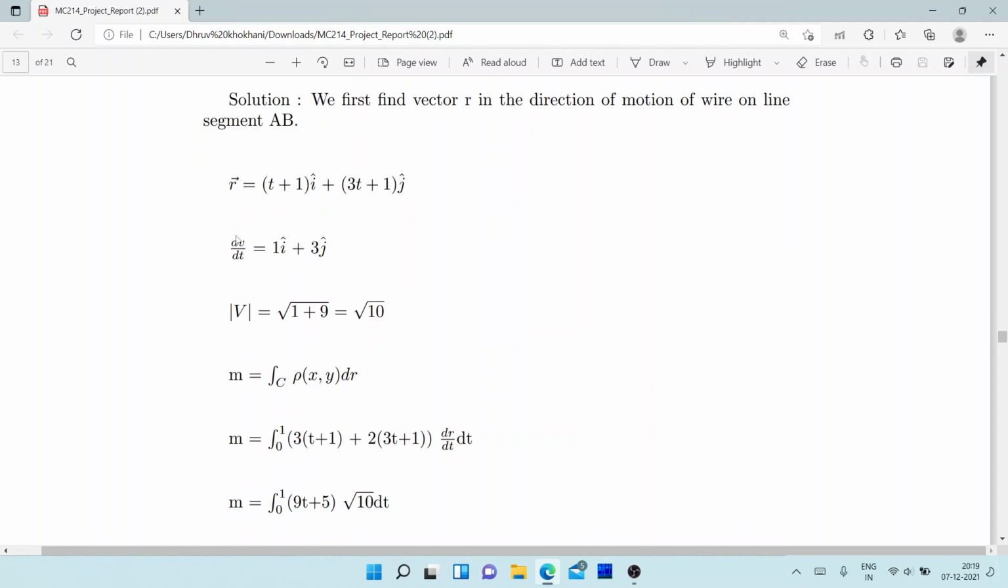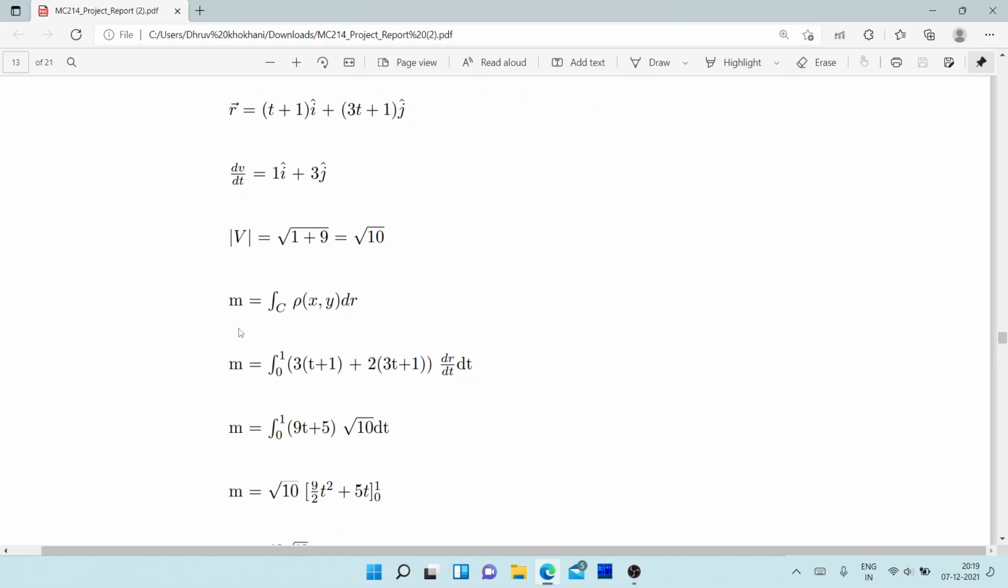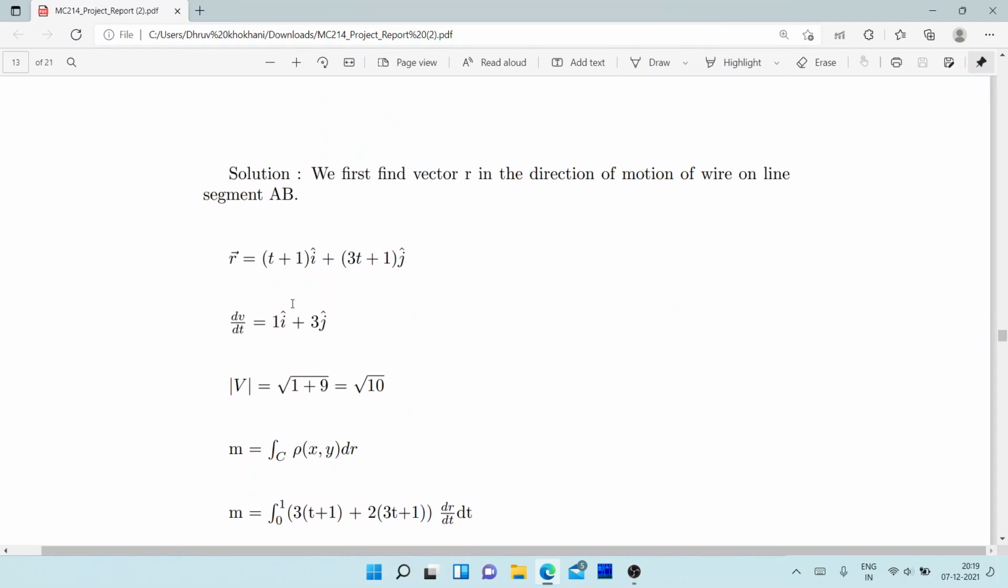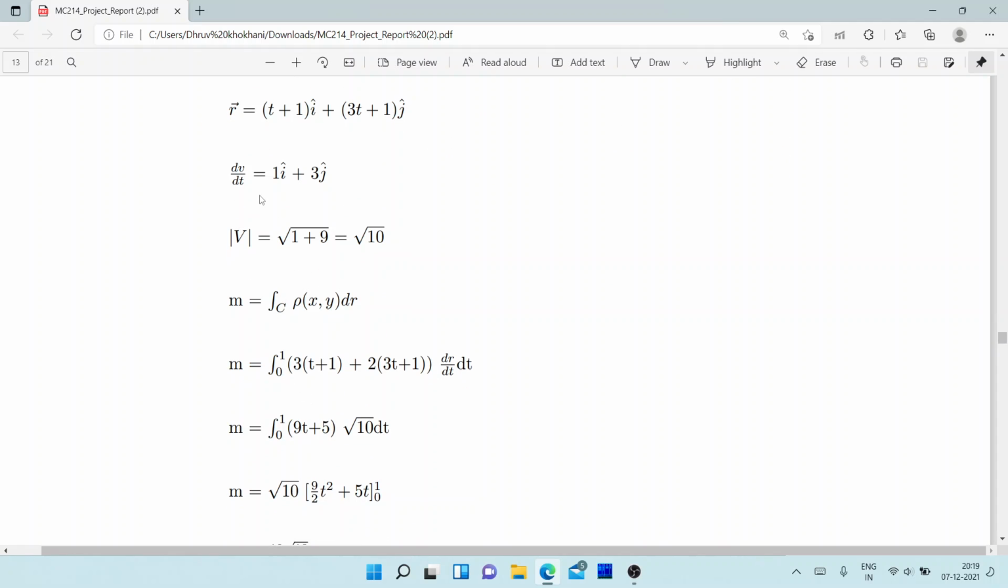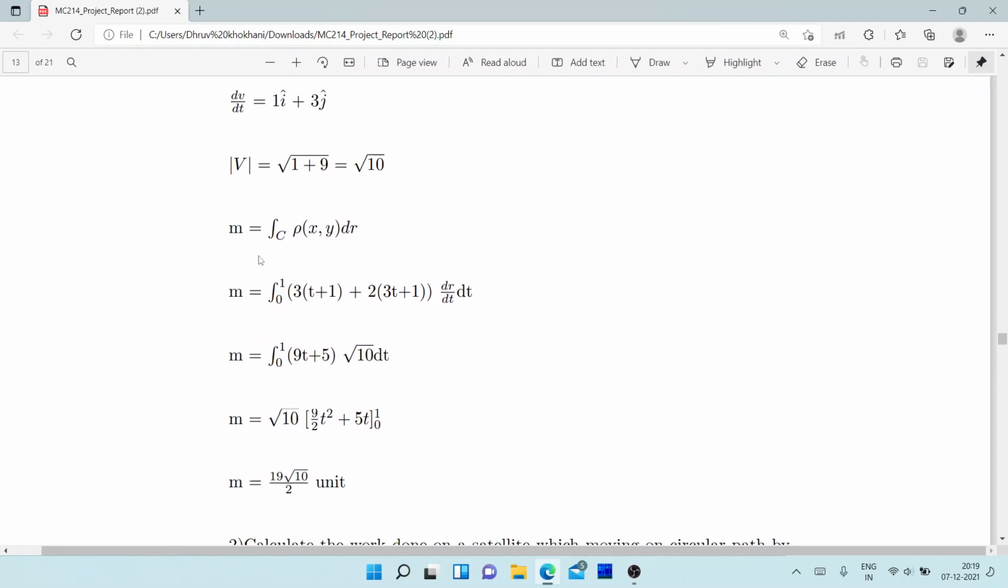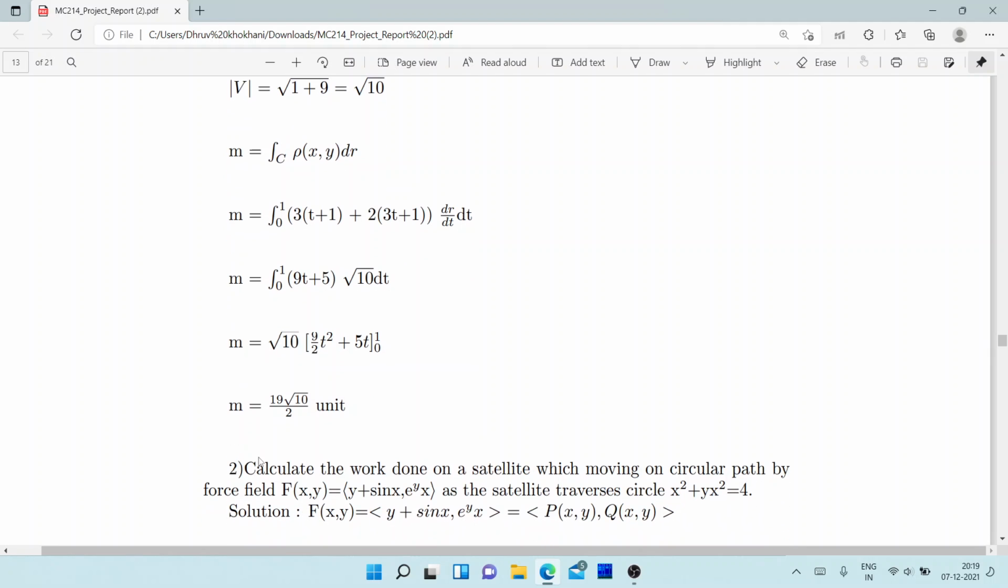We differentiate both sides with respect to r, so we get the velocity vector, and the magnitude of the velocity vector is root 10. To find mass, we integrate over line segment AB with respect to r. We use this parametric form, and we get the mass of this rod is 19 root 10 divided by 2 units.